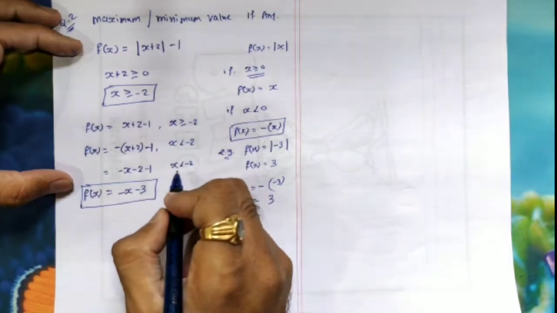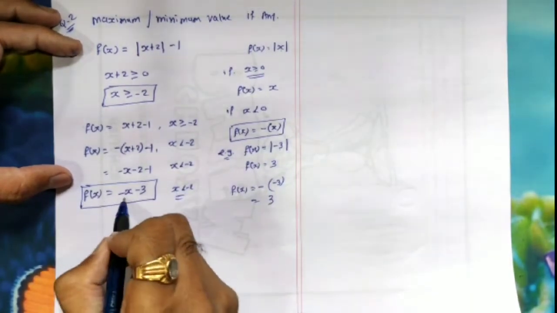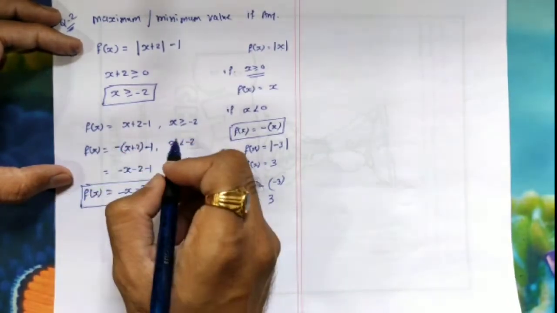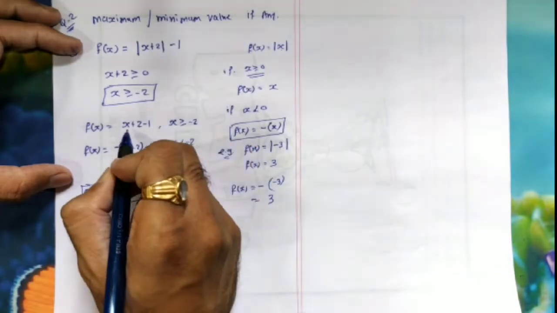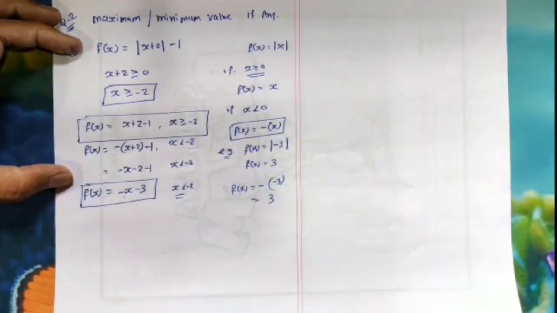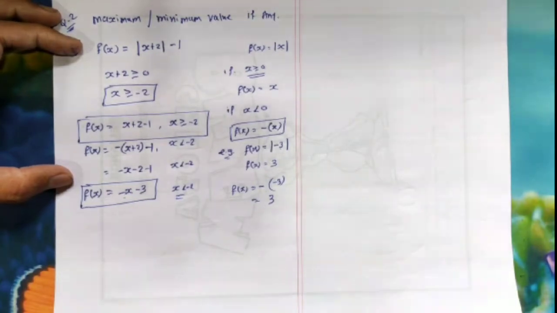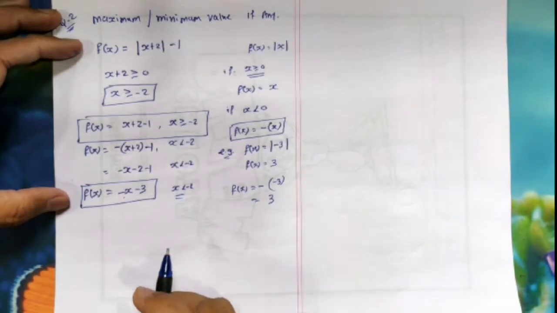So for two conditions, when x is less than minus 2, our function is minus x minus 3, and when x is greater than or equal to minus 2, our function is x plus 1. So two conditions are there. We have to find maximum and minimum value, and for that we have to differentiate the function.